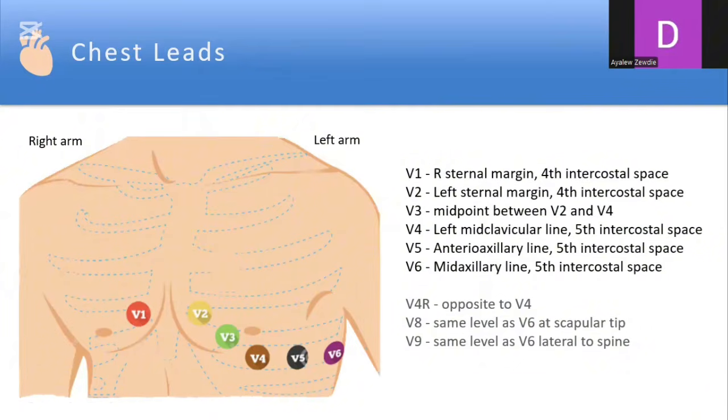So to make 15 leads, you may need to move V4 on the left side to the right side, which is called V4R, to look at the right side. If there is RV involvement, you may need to move V4 to the right side. And for V8 and V9, you go at the same level as V6, but V8 at the scapular tip and V9 lateral to the spine. These are used to check the posterior side of the heart.